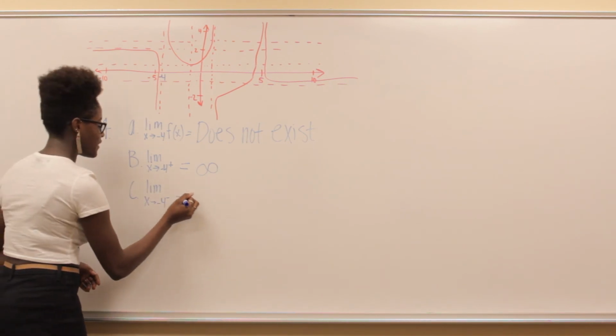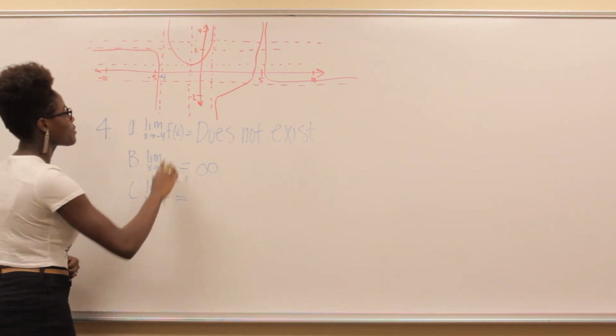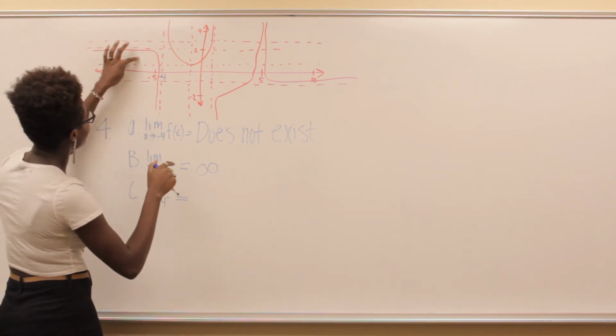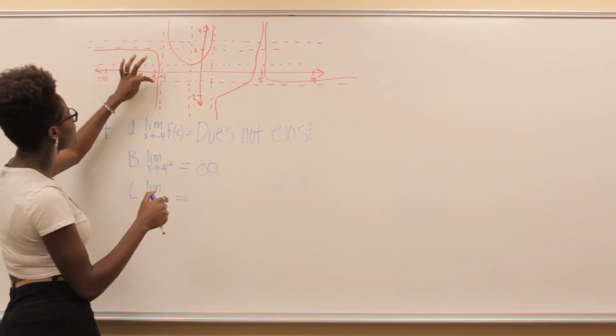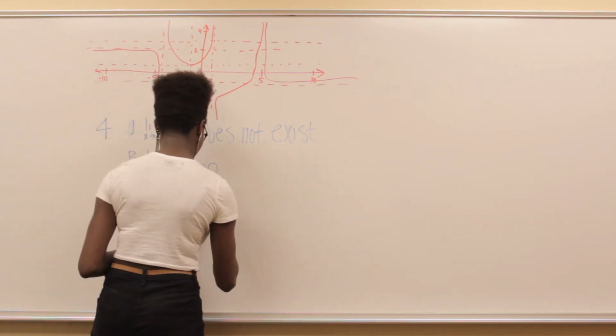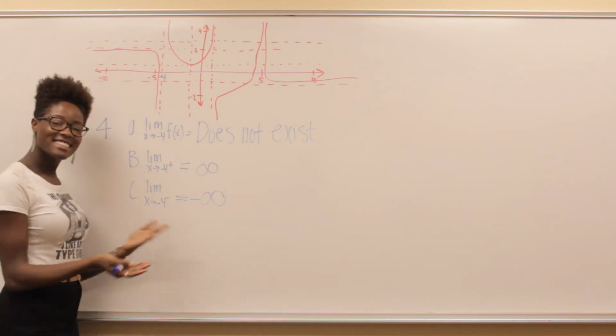And for when x is approaching -4 from the left, so that's this way, it gets to -4. Oh, here's a line and it's going down, down, down forever. So it's negative infinity. That's number 4.